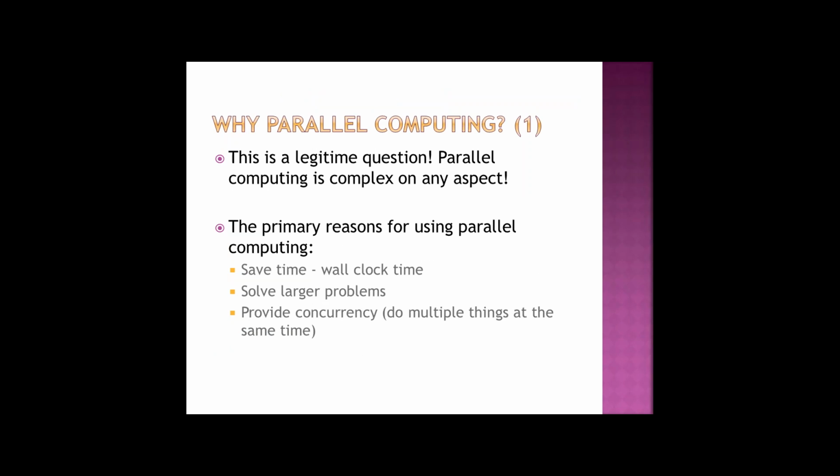The main question is why we are using parallel computing. Why parallel computing, not serial computing? What are the primary reasons it is used? One is to save time. That is, the advantage of parallel computing is that it saves time, that is the wall clock time. Then it solves a larger problem quickly, in an efficient way without any errors.